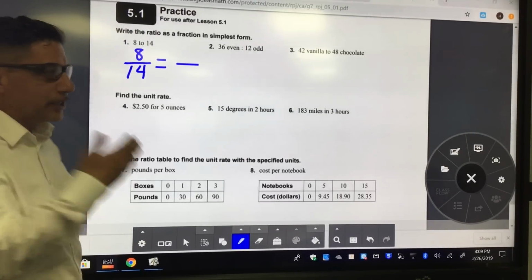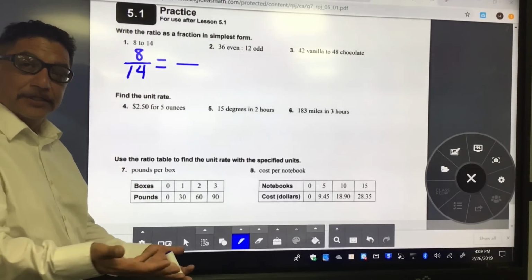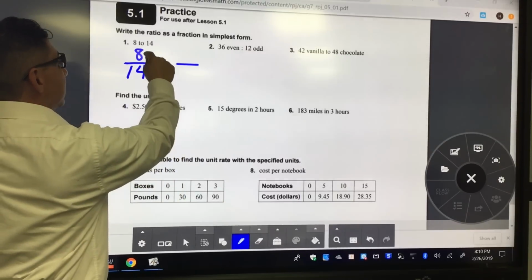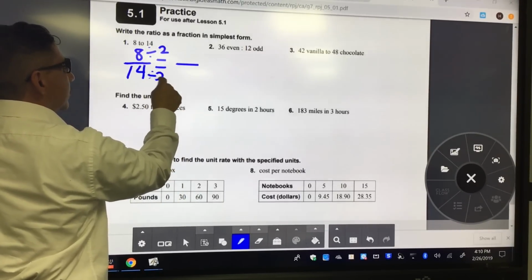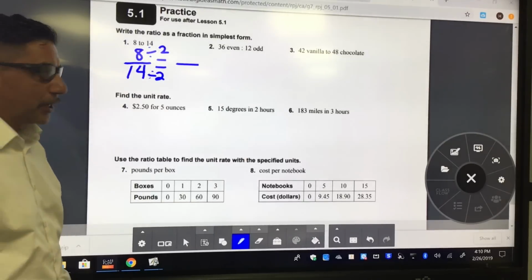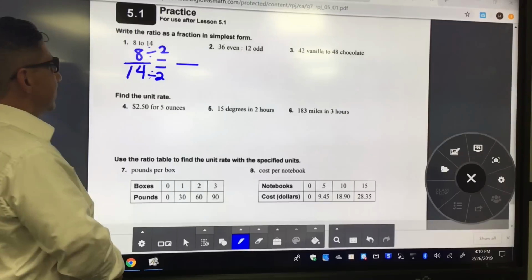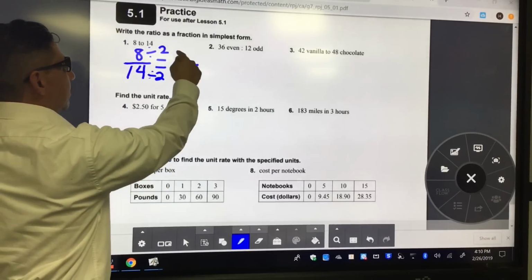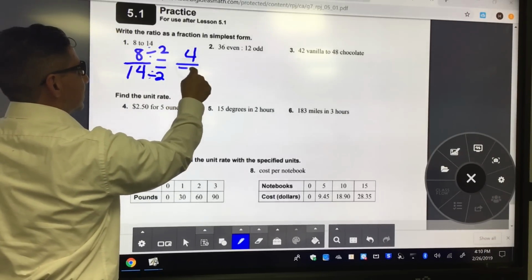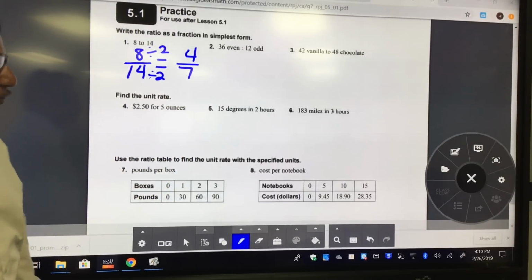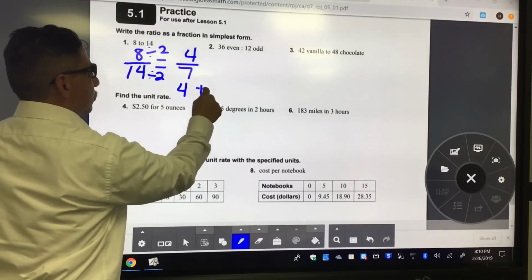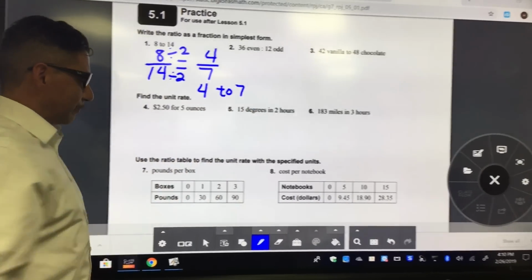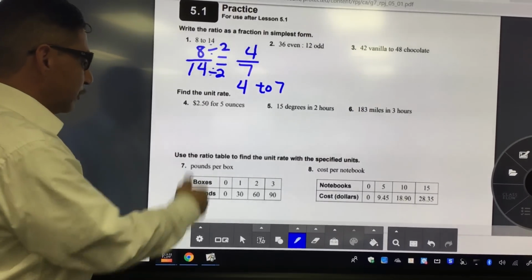Well, hopefully you guys are already seeing that these numbers are even, so the easiest number and the obvious one right now is 2. So we are going to divide both the top and the bottom by 2. And once we do that, we will simplify the ratio here, and it will come down to be 4 over 7. So therefore, our ratio now, we can either leave it as 4 over 7, or we can write it as 4 to 7. Okay, and that's the answer for number 1.